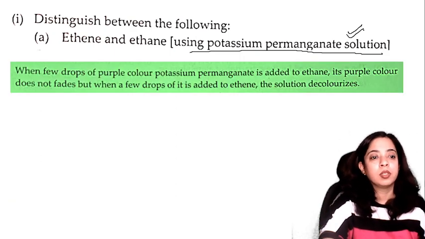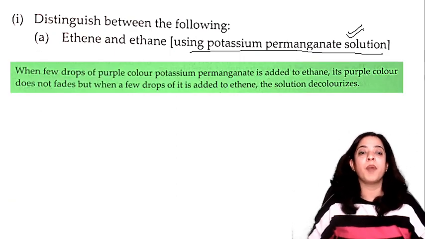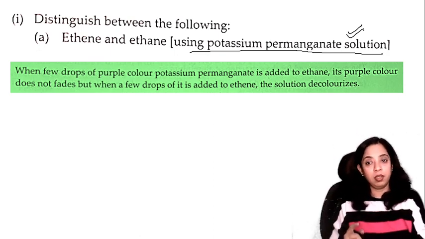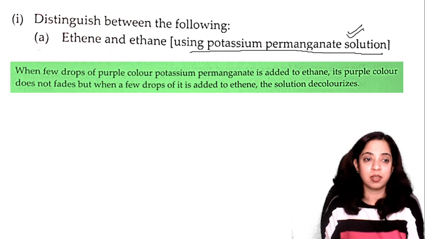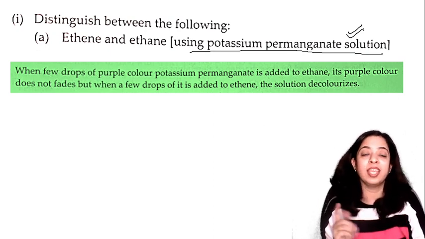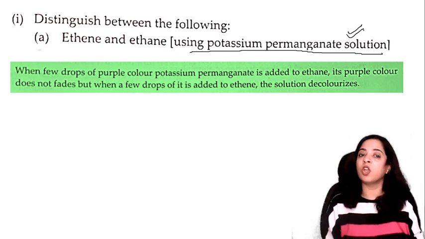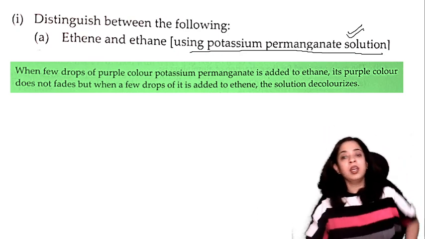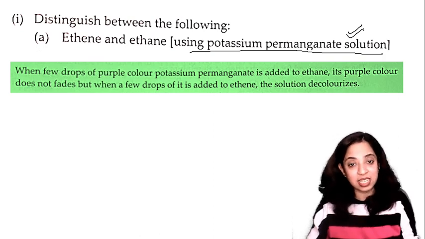So when a few drops of purple colored potassium permanganate are added to ethane, its purple color does not fade, right? Because ethane is saturated, it will not react. But when a few drops of it are added to ethene, the solution decolorizes.